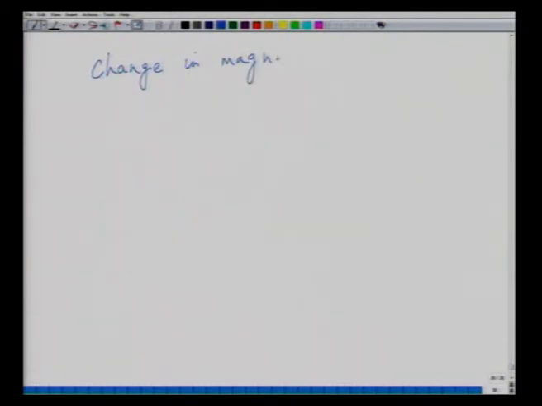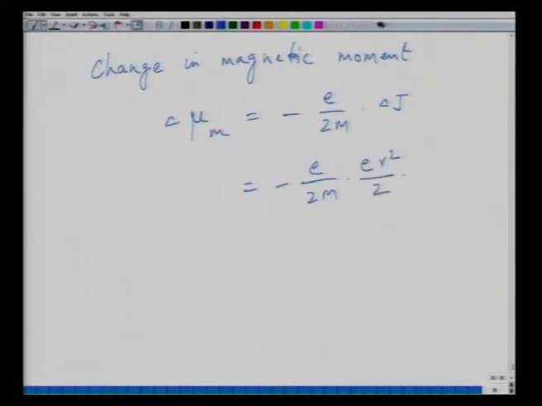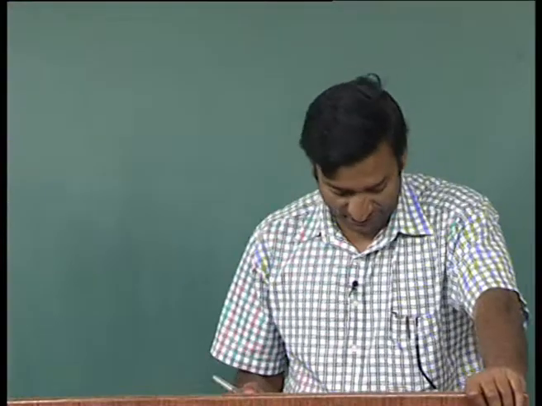So, as a result, this change in magnetic moment, delta mu m, you know was equal to minus e by 2m, because it is purely orbital. So g is equal to 1 multiplied by delta J, and this becomes minus e by 2m into e r square divided by 2 into B, which equals minus e square r square by 4m into B. So, this is the change in the magnetic moment that you get.